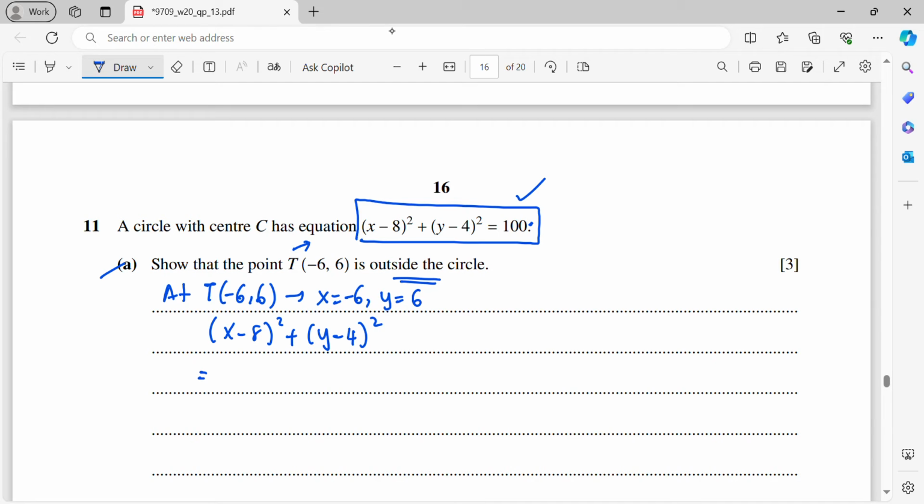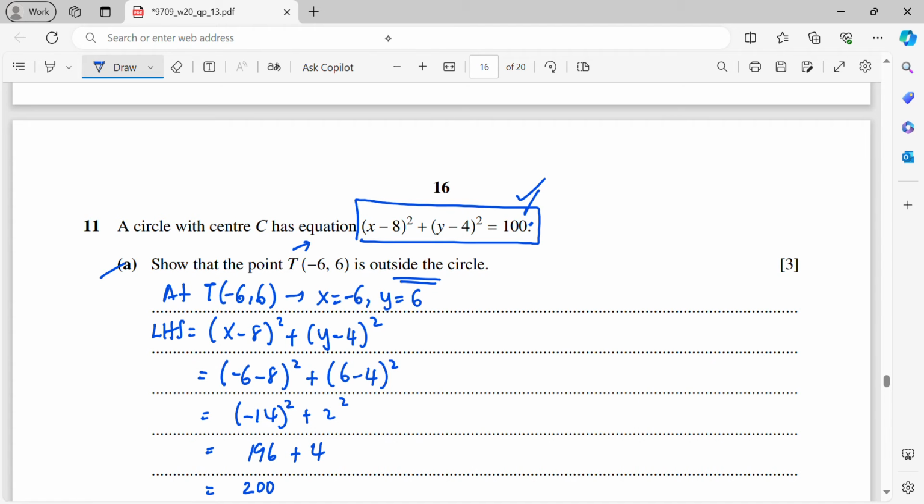So now I replace: (minus 6 minus 8) squared plus (6 minus 4) squared. This is the left hand side. This is going to be negative 14 squared plus 2 squared. So the square of minus 14 is 196, then 2 squared is 4. Right? So from here, I'm getting 200.